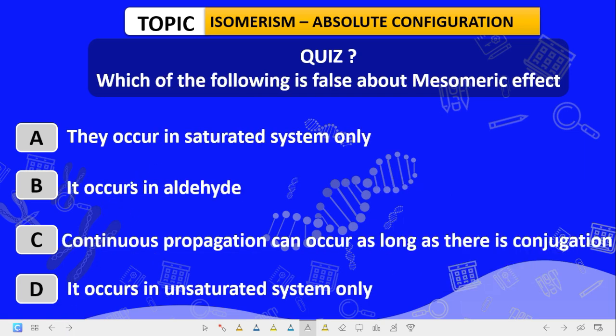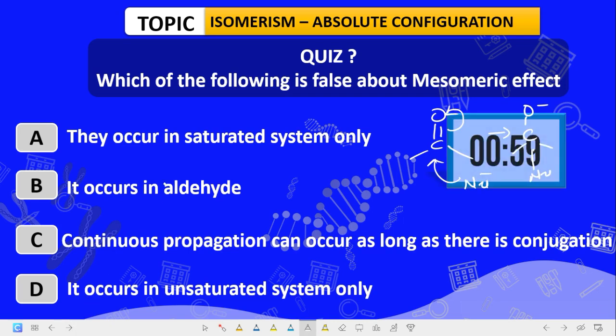Which of the following is false about mesomeric effect? Now, mesomeric effect is that effect that occurs when an attacking species goes to where a double bond is. Are you getting it now? For instance, if a nucleophile attacks this during a reaction in such a way that this one packs up to give us CO minus, and then you have something like this, this effect here is called mesomeric effect, and it's only applicable in unsaturated system.